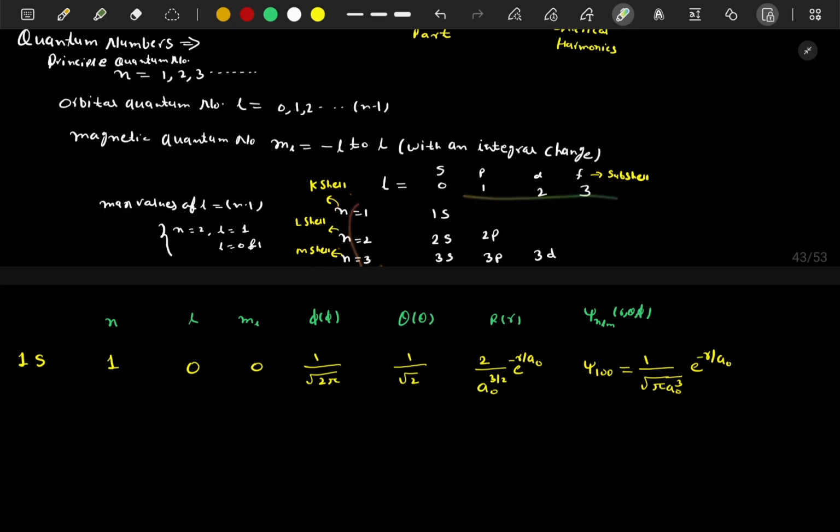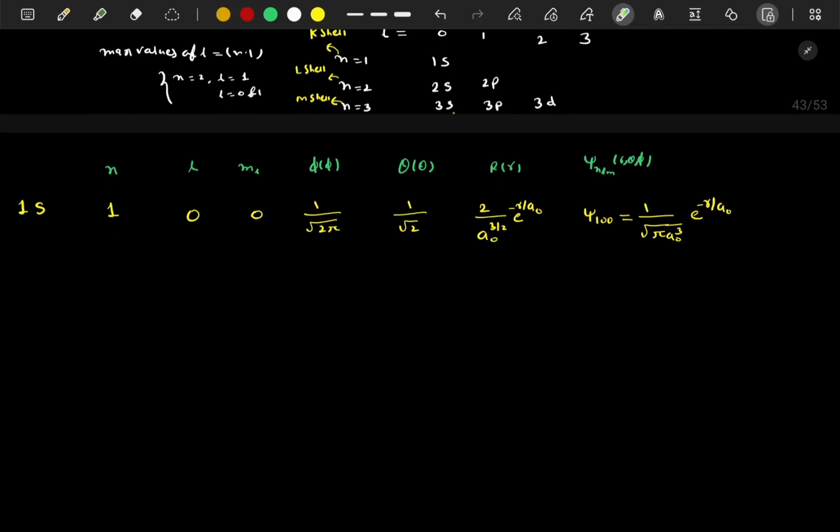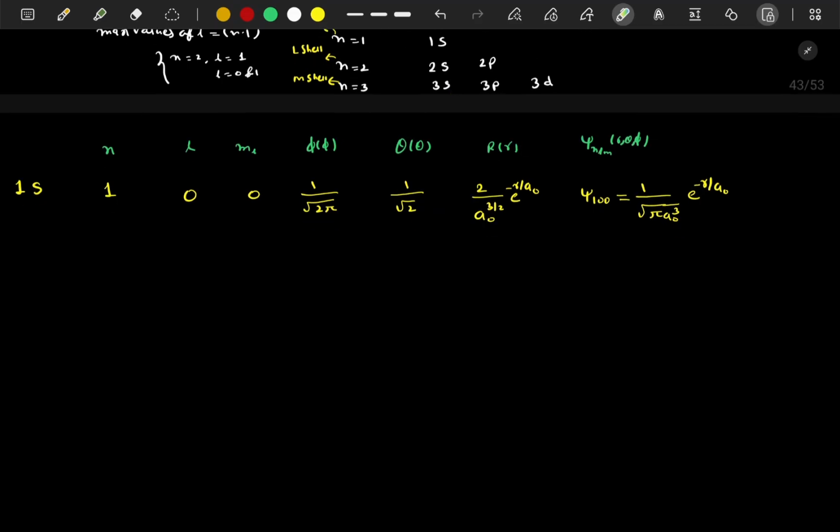This is subshell. When n equal to 1, what is the maximum value of L? 1 minus 1, 0. So only 0 is possible. When n equal to 2, L is 2 minus 1, 1. So 0 and 1 both are possible. For n equal to 3, n minus 1, 3 minus 1, 2. So 0, 1, 2 are possible. So for 1s, n, l, m is 1, 0, 0, psi of r, theta, phi.